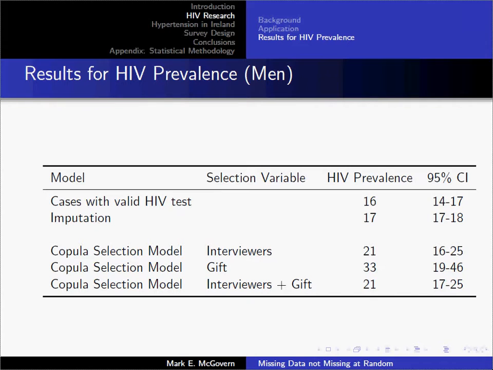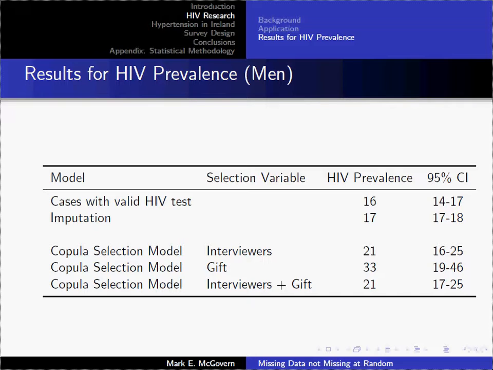The second approach I can do is to try and impute the missing data for those who don't test using those observed characteristics. There, you see I get a very similar point estimate, 17%. Also a very tight confidence interval.